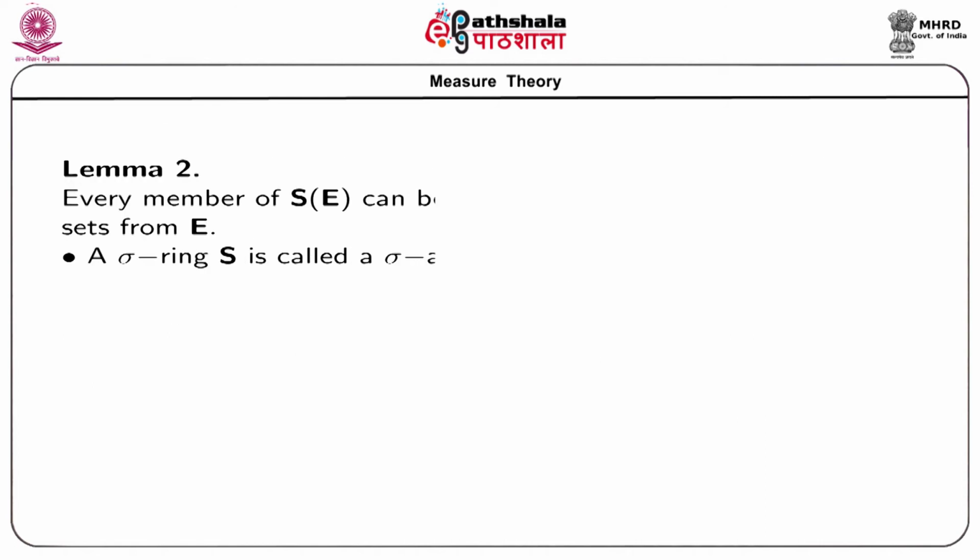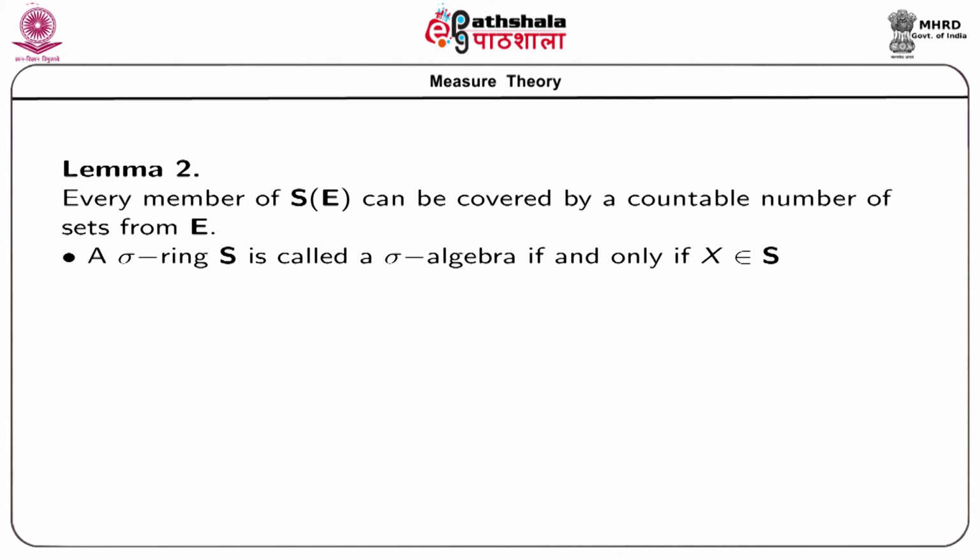As in the case of R E, we can prove a similar result, that every member of S E can be covered by a countable number of sets from E. The proof is done in the same way, that is, we take S star as the collection of all subsets which can be covered by a countable number of sets from E. Then we can show that S star forms a sigma ring, and since S E is the smallest sigma ring containing E, S E should be a subset of S star, and from this fact the conclusion follows.